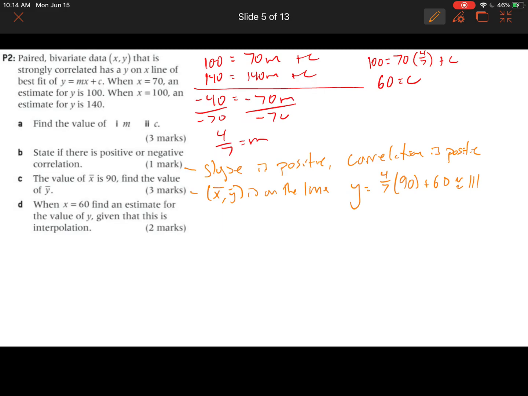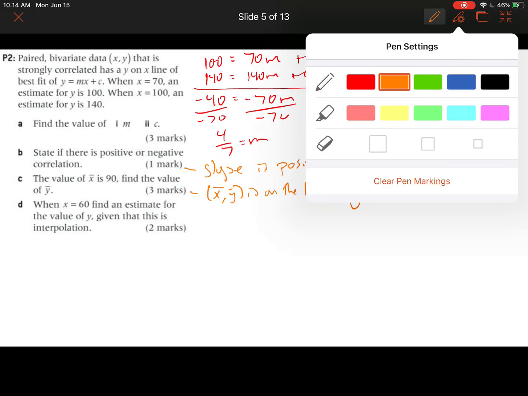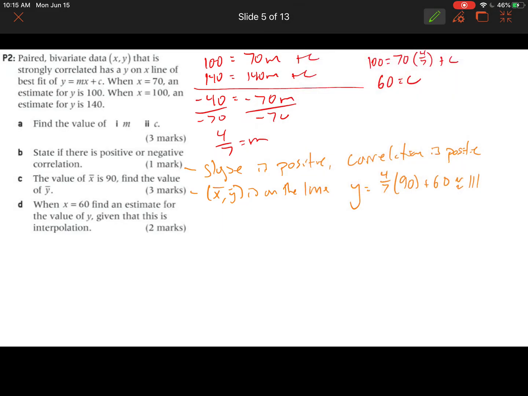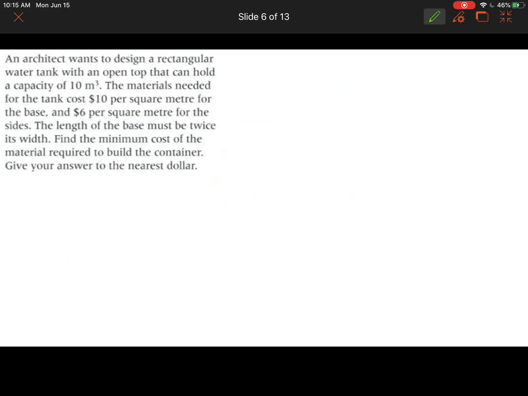When x is 60, find an estimate for the value of y, given that this is interpolation. Again, the fact that it's interpolation just means that it's reliable and we can do it. And that means we're going to say y equals 4/7 times 60 plus 60. And again, just using my calculator, that means that y is approximately 94.3.